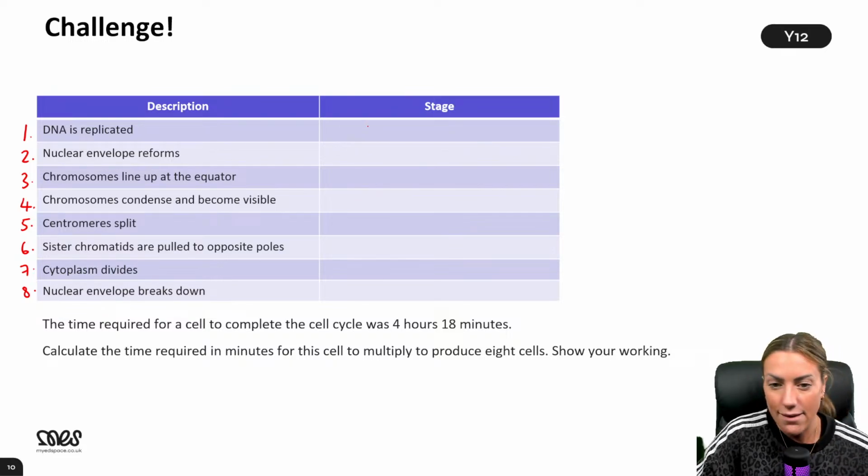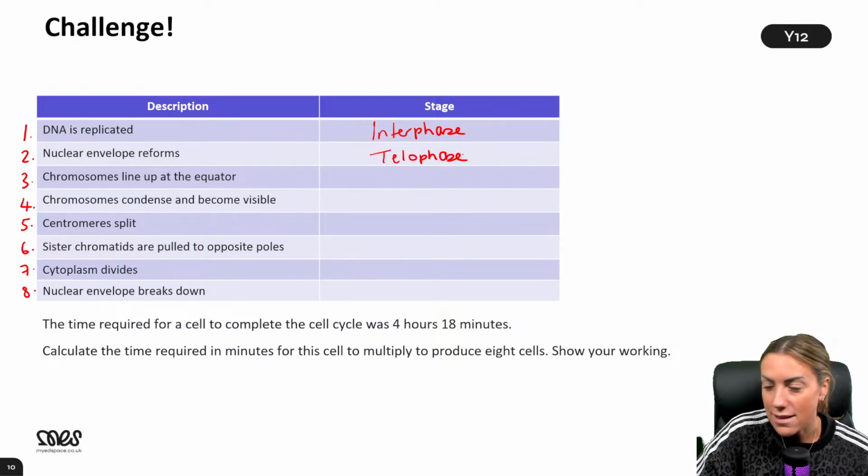Okay, let's have a little look. So number 1 is interphase. That's correct. These are all in a random order, so you have to kind of jump about. Number 2, nuclear envelope reforms. That would be telophase. Well done.